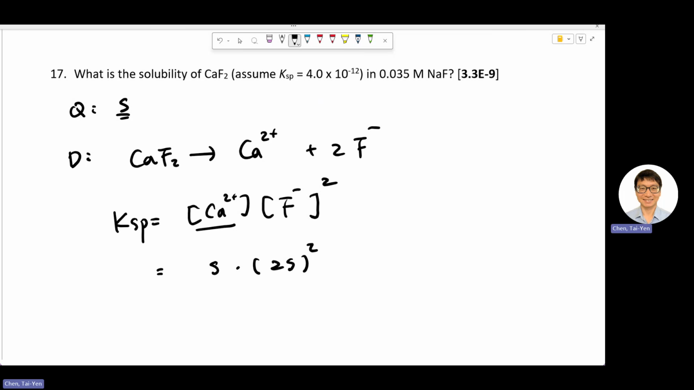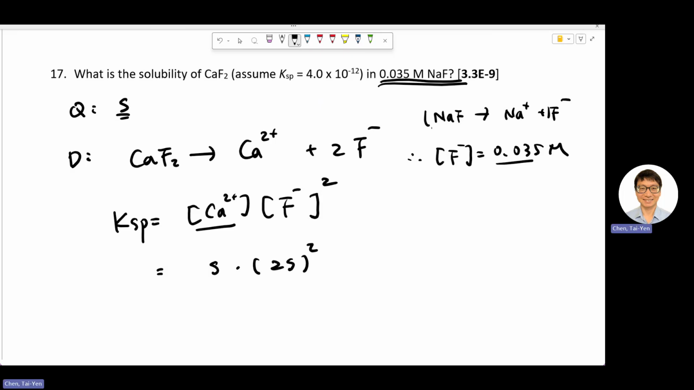However, because today you add in this guy, this is the soluble salt. So NaF is going to become Na plus and F minus. The ratio is actually 1:1. Therefore, the F minus concentration coming from your soluble salt will equal 0.035 M, and that will go into this term. Therefore, this becomes S times (2S plus 0.035) to the second power. Everybody follow this? Everybody understand why I write it this way?